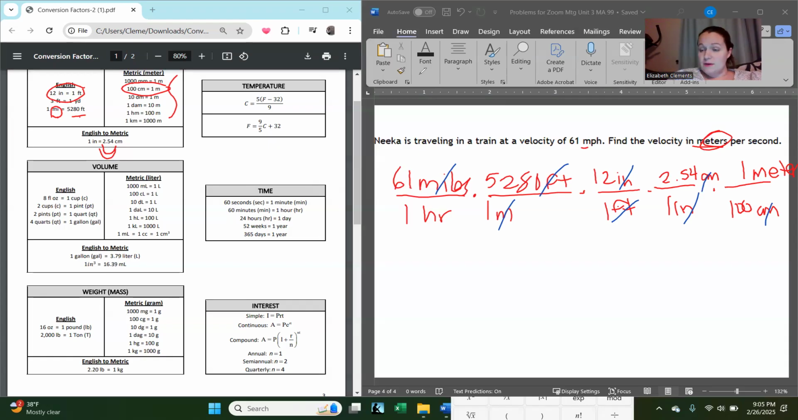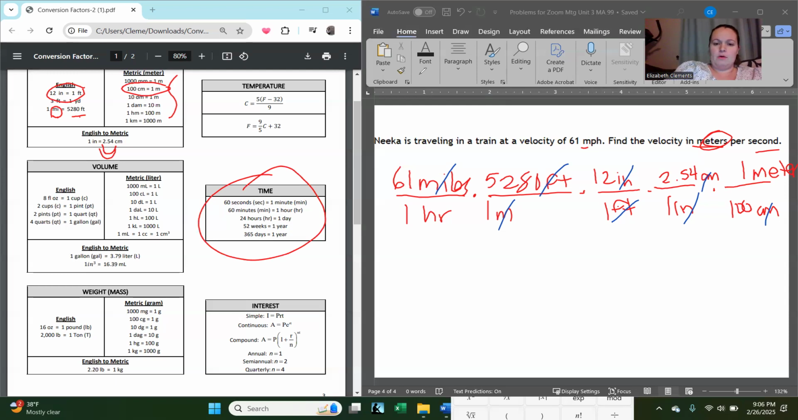So now I got meters, but now I need to work with seconds. So I'm going to work with the other one. If you didn't remember, here's the time. I'm starting with hours. I'm just going to start a second line here. So hours is in the denominator. That means for it to cancel out, I need it to be in the numerator. This is going to be kind of weird because I'm doing it on a second line, but imagine that it's all on one line if that would help you.